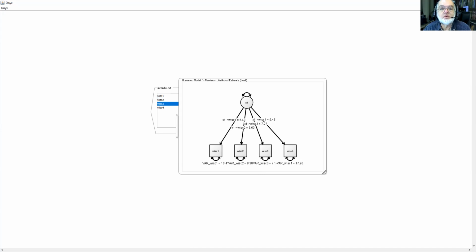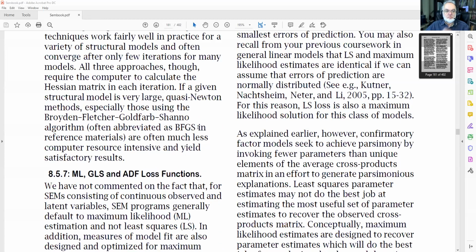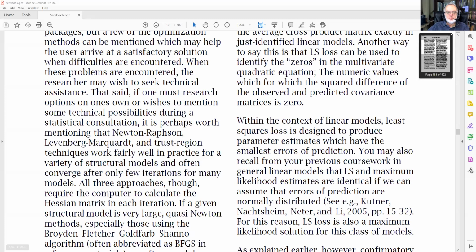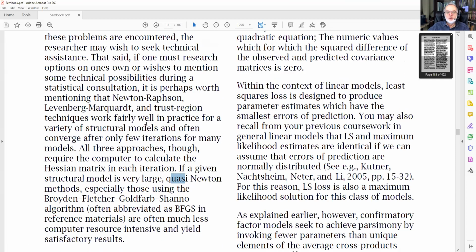All right, so let's come back and talk a little bit about other techniques. And I give you some of the language of some of the other minimization techniques that are found, and quasi-Newton methods, especially using those, are often not as computer resource intensive.